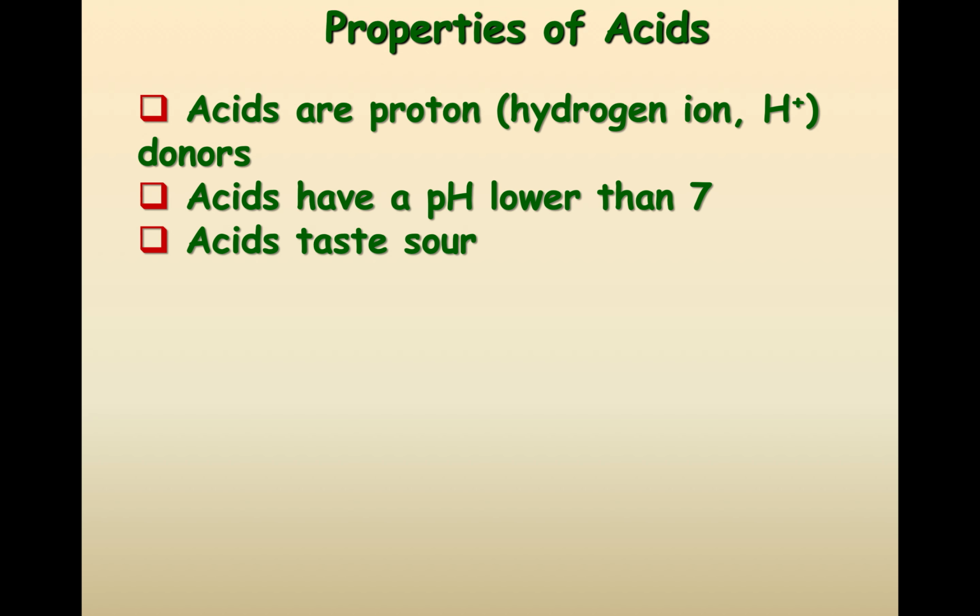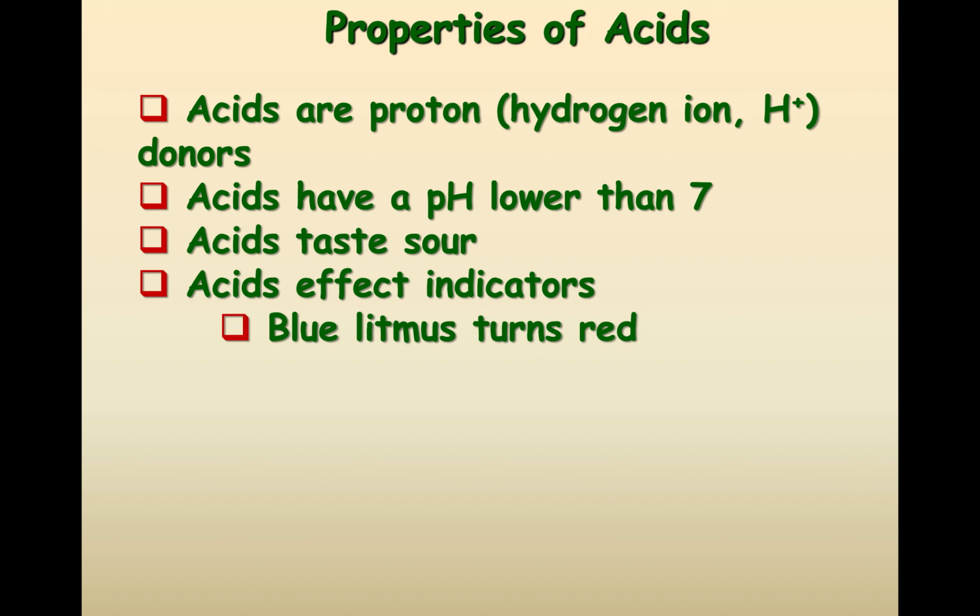They have effects on indicators. For example, if you've ever heard of red cabbage, in reality, red cabbage is actually purple. But whenever you cook it, you usually add an acid to it, like vinegar, and that actually makes it red whenever it's delivered to the table. Blue litmus paper turns red when acids get there. If they are exposed to methyl orange, it turns red as well.